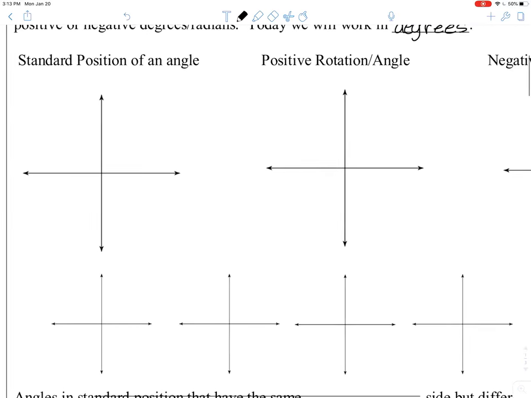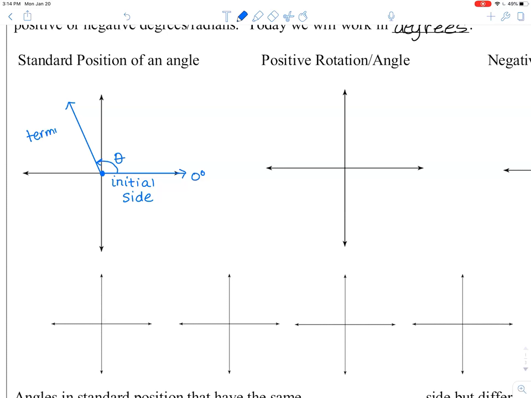Something to remind you about: I've already talked to you about the standard position of an angle. You remember that one ray of the angle is called the initial side. In standard position, this is 0 degrees. This is the initial side on the positive x-axis. It is fixed. It does not move. Your vertex will be at the origin, and then the other ray rotates around and comes to a stop wherever it comes to a stop. And this is angle theta, or theta degrees of a rotation.